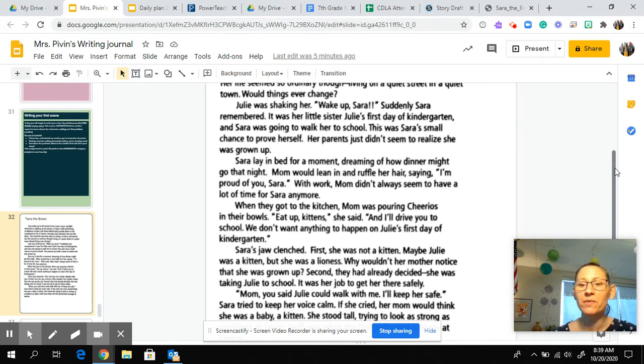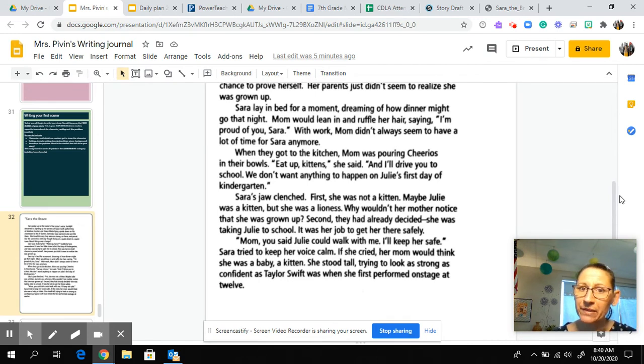Sarah lay in bed in the moment, dreaming of how dinner might go that night. Mom would lean in and ruffle her hair and say, I'm proud of you, Sarah. With work, Mom didn't always seem to have a lot of time for Sarah anymore. So Mom is super busy. Sarah's imagining the interaction with her. That's what she wants. But instead, she gets to the kitchen, and this is what happens. When they got to the kitchen, Mom was pouring Cheerios in their bowls. Eat up, kittens, and I'll drive you to school. We don't want anything to happen to Julie on her first day of kindergarten. Sarah's jaw clenched. This is the moment where the conflict takes off. This right here is what's called the inciting incident.